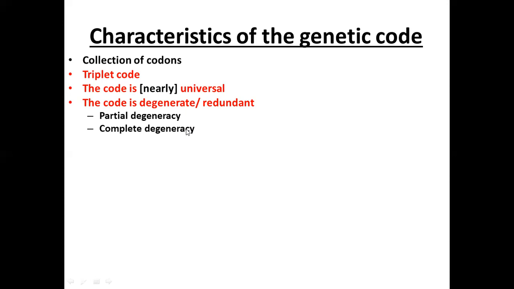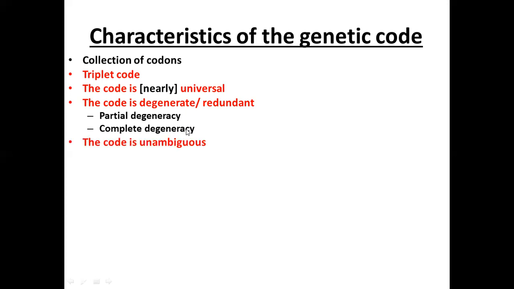When you look at UCU, we have uracil at the third position. When you look at UCC, we have cytosine at the third position. When you look at UCA, we have adenine at the third position. And when you look at UCG, we have guanine at the third position. But they still code for the same amino acid serine. Therefore, any of the 4 bases can take the third position, but they still code for serine. So that is complete degeneracy.